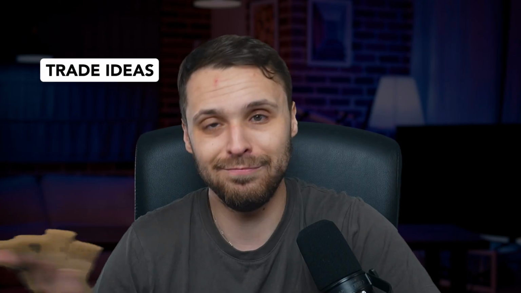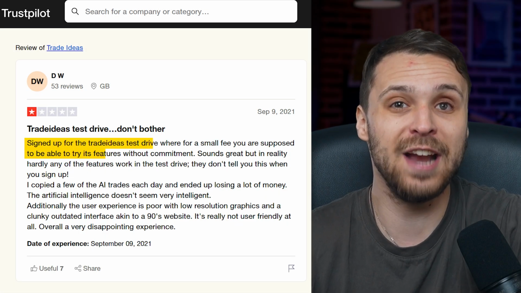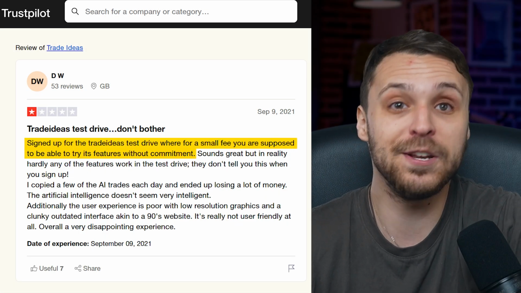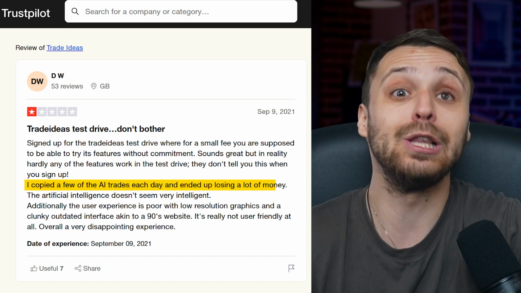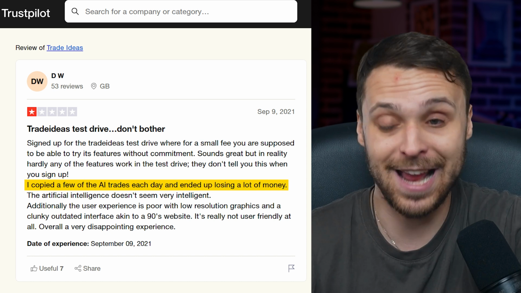Now, all three of these platforms are really powerful, but there are some trade-offs that you need to know before subscribing. So for Trade Ideas, the biggest complaint that I see is about the test drive mode. Some users feel limited by it, which, I mean, makes sense. One user mentioned that they signed up for the test drive, but hardly any features worked. He also felt that the AI lost him money too, and that can be pretty frustrating.